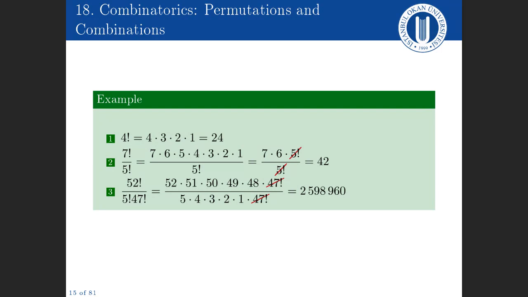Some examples. 4 factorial means 4 multiplied by 3 multiplied by 2 multiplied by 1 equal to 24. 7 factorial divided by 5 factorial means 7 multiplied by 6 multiplied by 5 multiplied by 4 multiplied by 3 multiplied by 2 multiplied by 1 divided by 5 factorial. But this part, 5 multiplied by 4 by 3 by 2 by 1, is just the same as 5 factorial. That cancels with 5 factorial on the bottom, we just end up with 7 multiplied by 6, or 42.